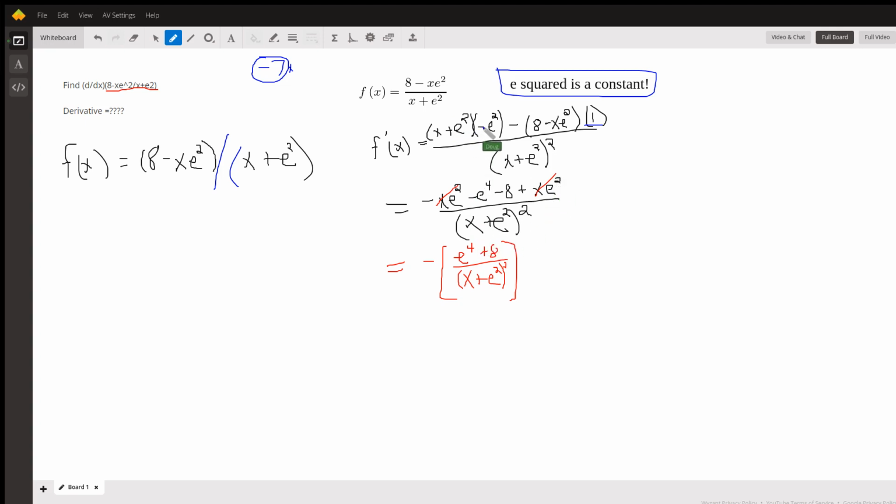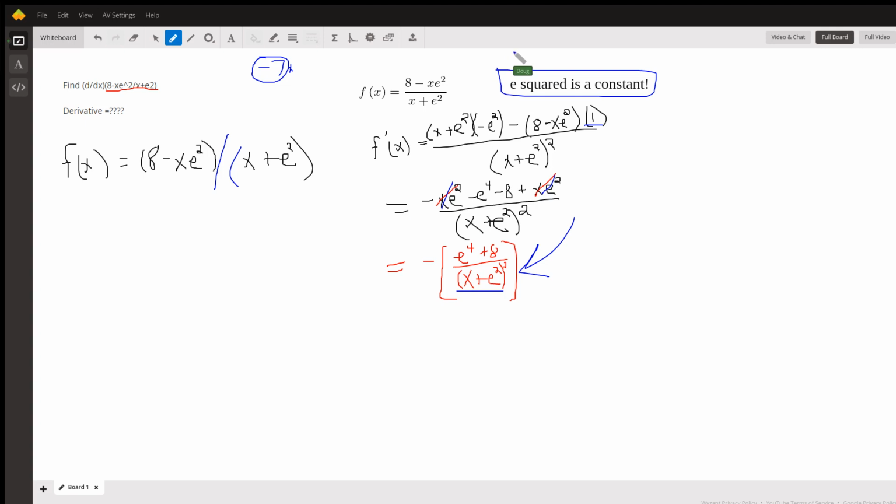Now, if I distribute this minus e squared, I get minus xe squared minus e to the fourth minus 8 plus x e to the e squared. And these two terms cancel out. And if you want to, you can put this minus sign in front. So it looks like that's the derivative right there, one way to write it. Okay, if you wanted to, you could expand this binomial. No particular reason to do so.